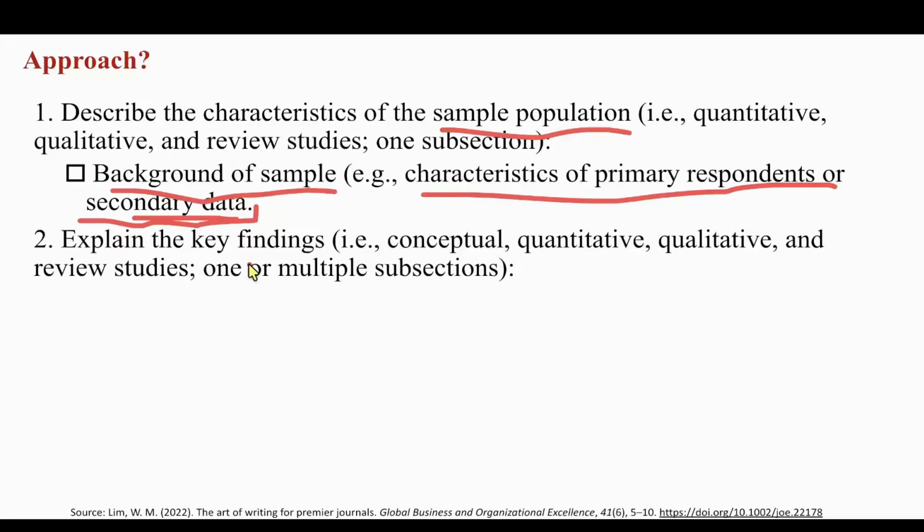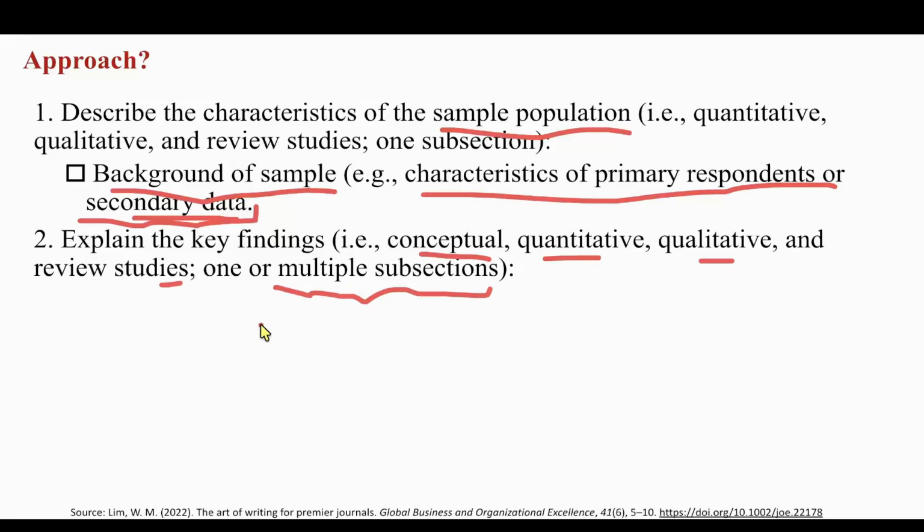Then explain the key findings. So first the characteristics of the sample population, and then explain the key findings, whether it was a conceptual, quantitative, qualitative or review study. Sometimes we may add only one subsection and our purpose might get solved, but sometimes we need multiple subsections for key findings.